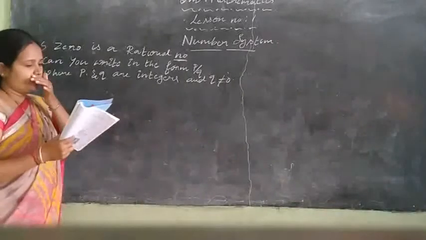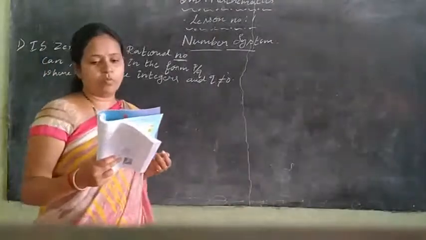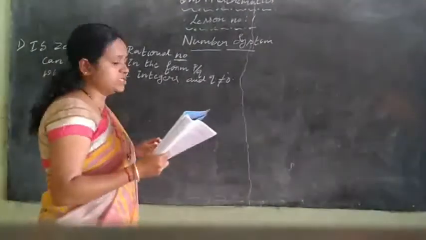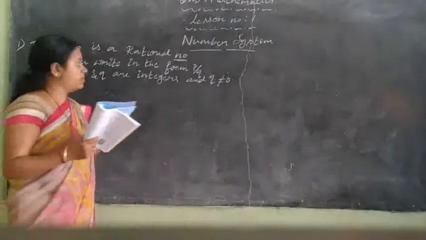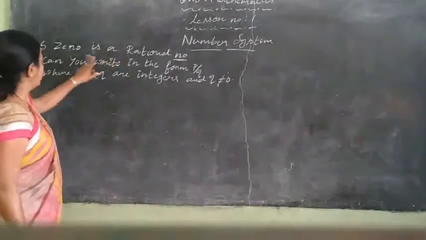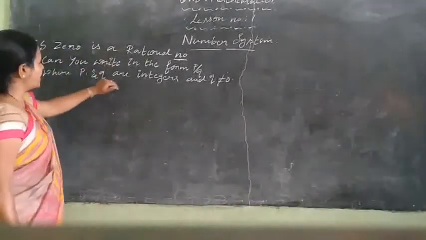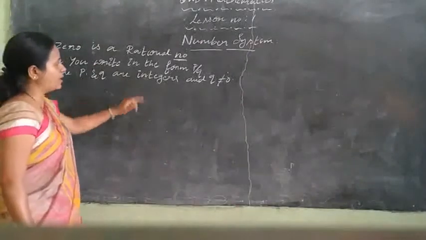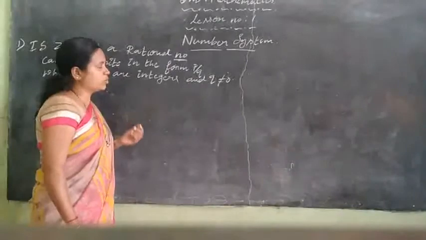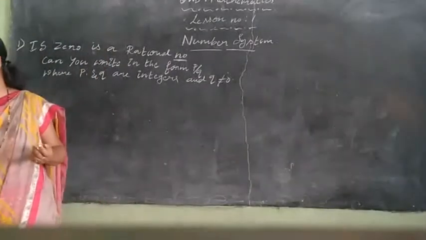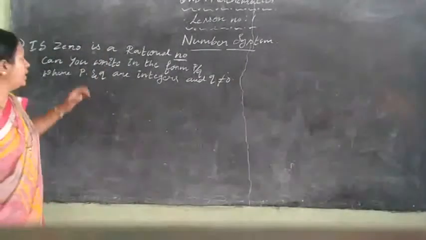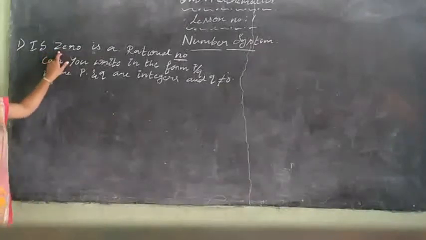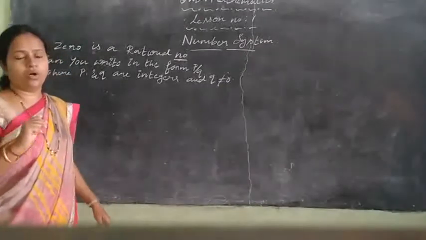Children, now we shall see the exercise problems. That is exercise 1.1. The first problem is: 0 is a rational number. Can you write it in the form of P by Q, where P and Q are integers and Q is not equal to 0? Okay. So here they are asking whether 0 is a rational number or not.